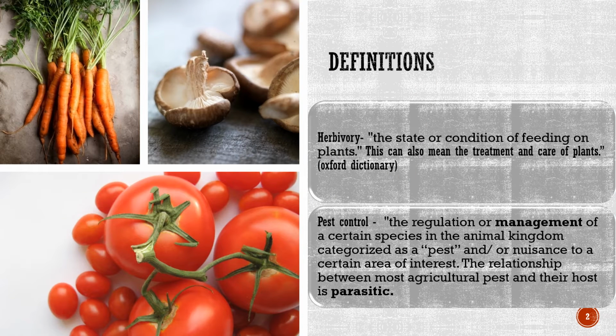Definitions. Herbivory: the state or condition of feeding on plants. This can also mean the treatment and care of plants, from the Oxford Dictionary. Pest control: the regulation or management of a certain species in the animal kingdom categorized as a pest and/or nuisance to a certain area of interest. The relationship between most agricultural pests and their hosts is parasitic.